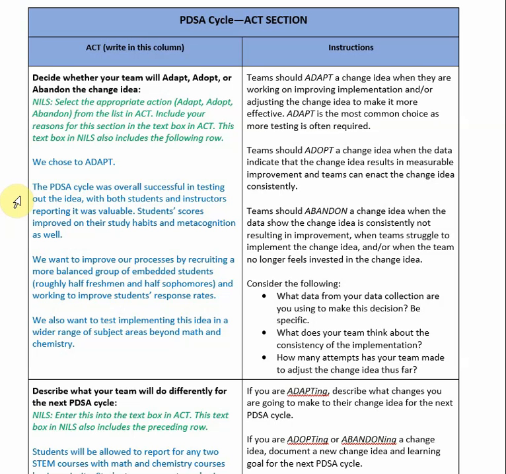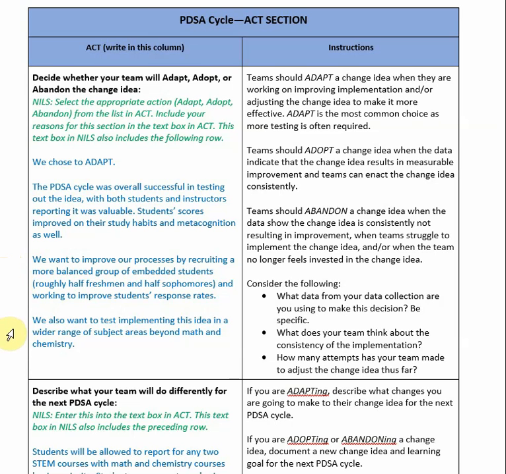This first part of the rationale supports the team not choosing to abandon the change idea. So the team then has the choice of adapting or adopting. Let's go to the second point of rationale. We want to improve our processes by recruiting a more balanced group of embedded students, roughly half freshmen and half sophomores, and work to improve students' response rates. Well, this is a change that they want to make to improve the change idea. This lends it to the adapt option.